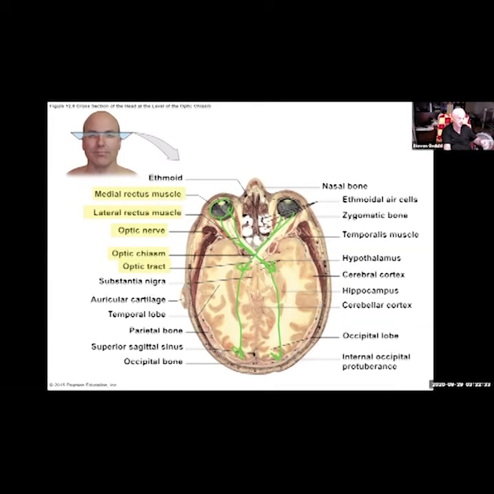Okay, so there's your optic nerve, your optic tract, optic chiasm. This is the lateral rectus muscle here, you can see, and the medial rectus muscle here. So the lateral's on the lateral side, medial's medial to it, and those help control the eye movement.